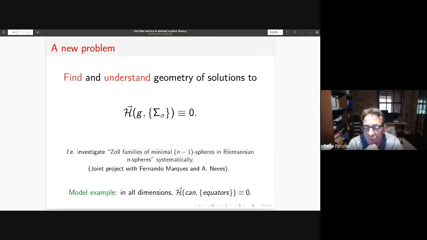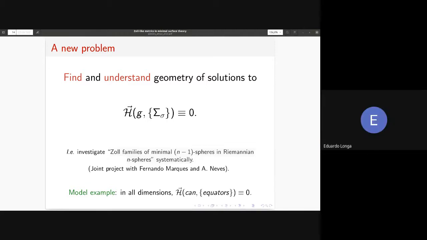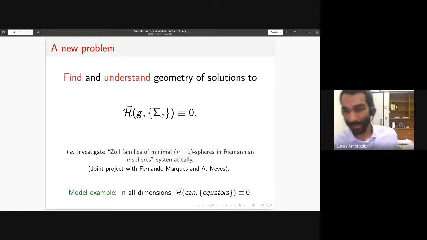Would anybody else like to ask a question to Lucas? I do have a simple question. In the case of Zoll metrics on the two-sphere, the condition that all the geodesics have the same length, is it automatic, or is it imposed in the definition of a Zoll metric? It does not follow from the definition that I gave that all geodesics are periodic and have the same fundamental length.